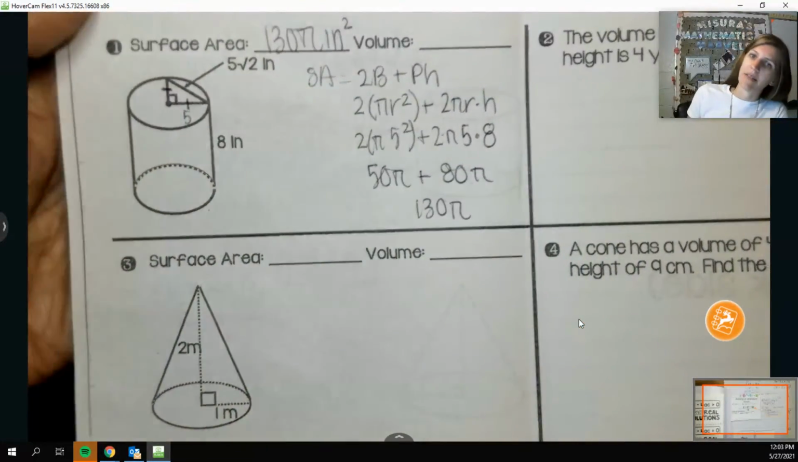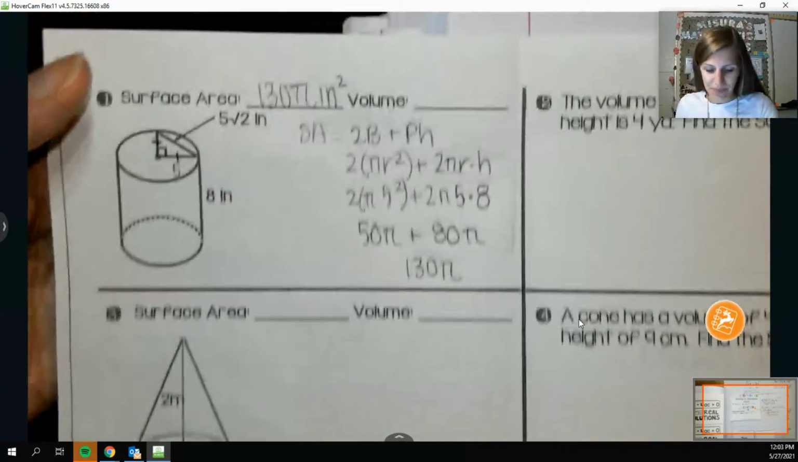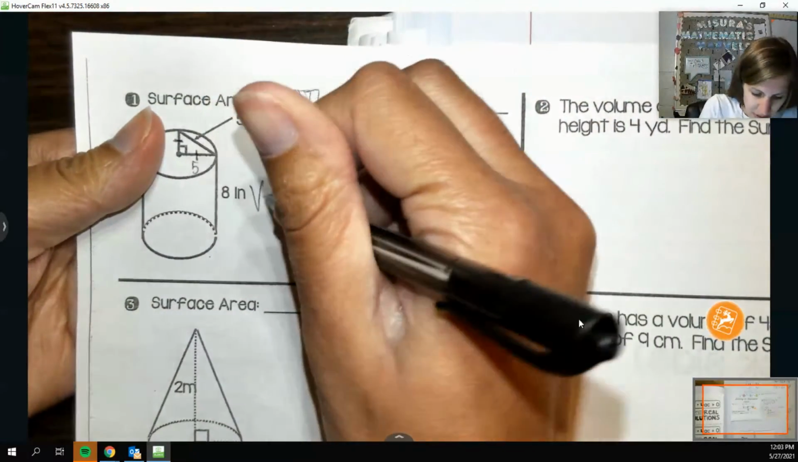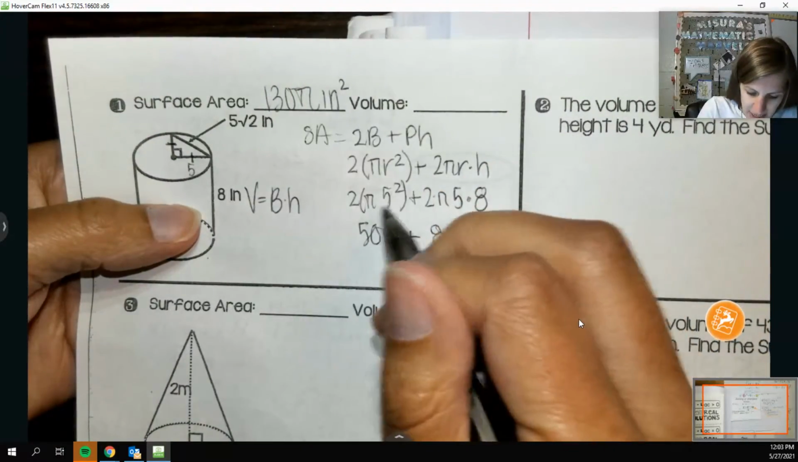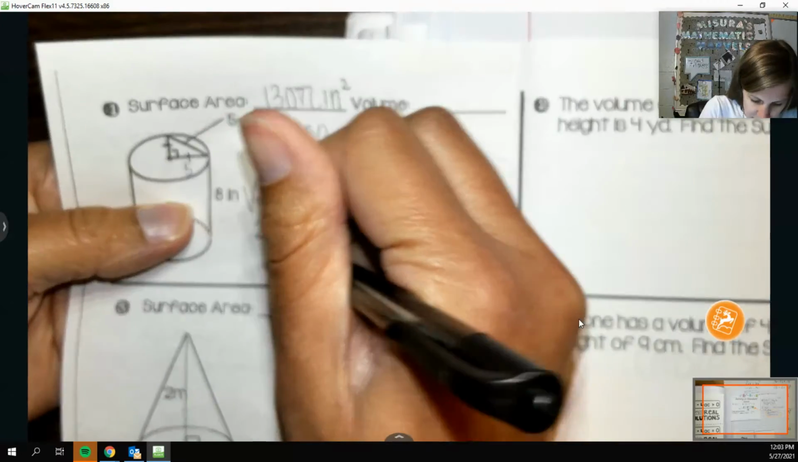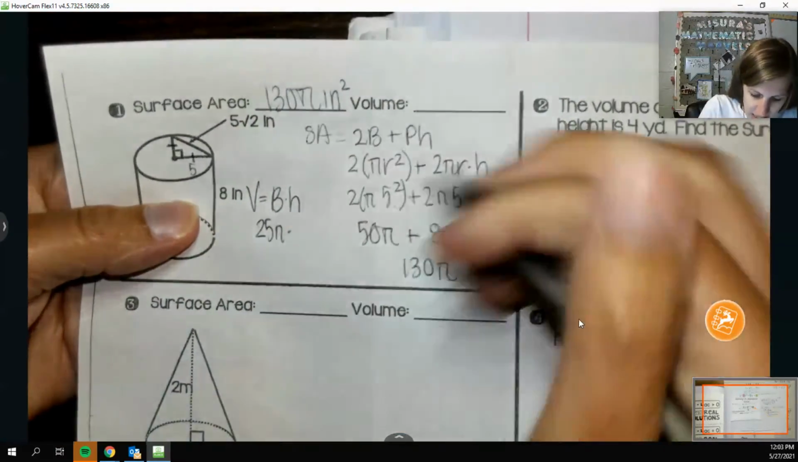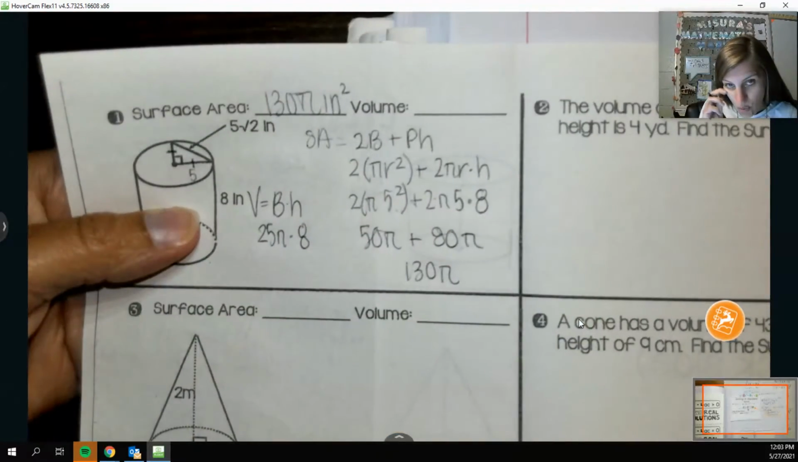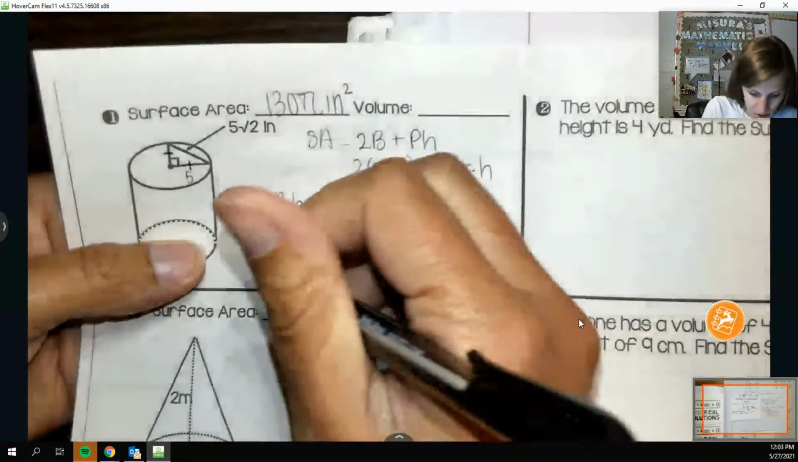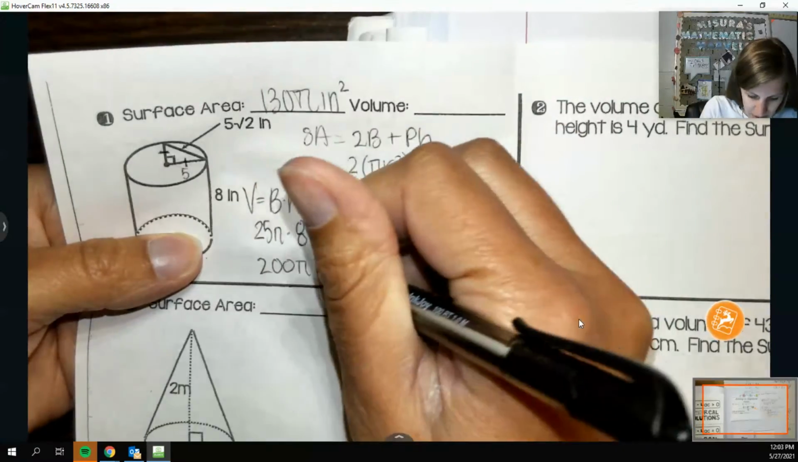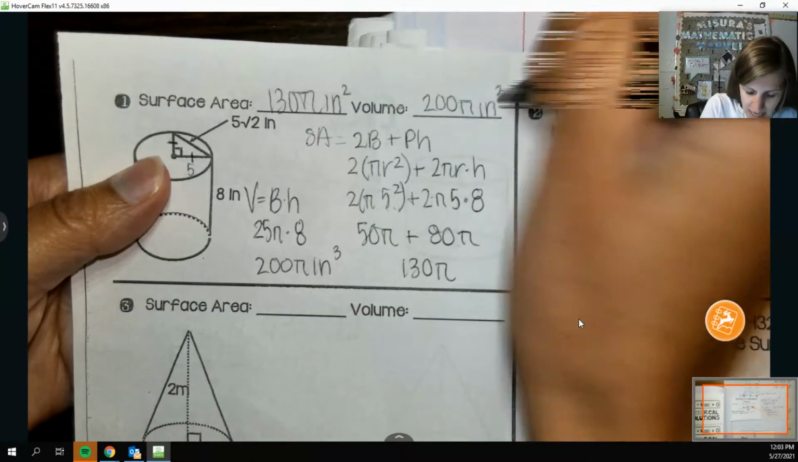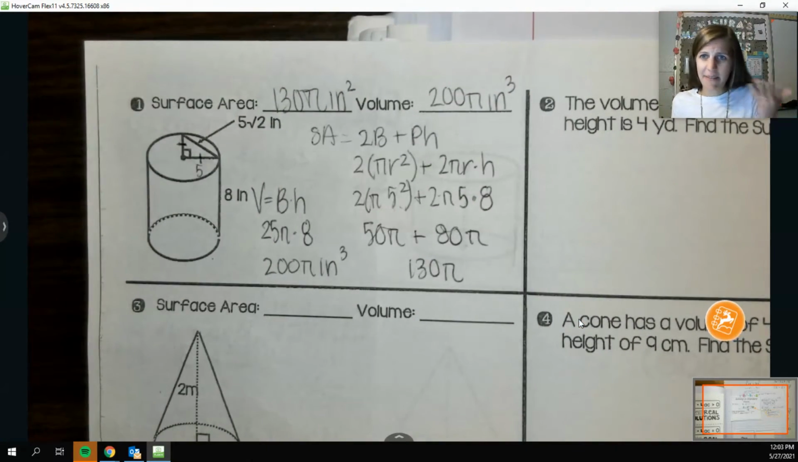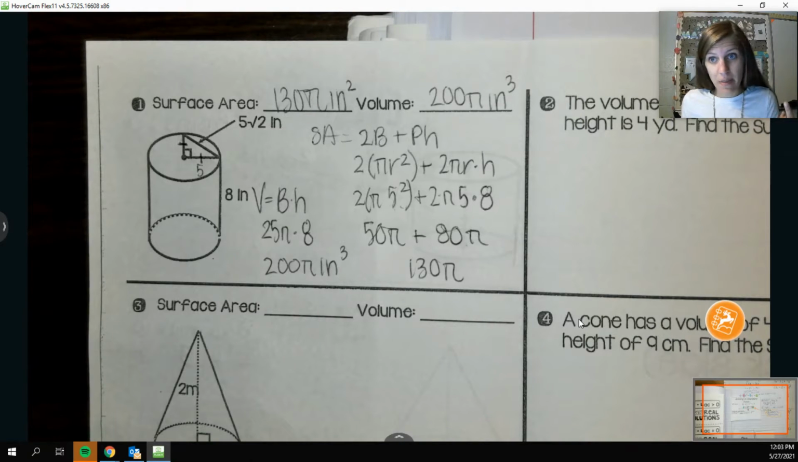I'm writing on air right now because my notebook is so thick. Now for volume, we want to do area of the base times the height, and the area of the base I already know is 25 pi. So that made it a little easier. And then the height of the cylinder was 8 again. So if I have 8 quarters, I have $2, so 200 pi inches cubed is my volume. It's nice when you have to find both surface area and volume, because if you do surface area, then you already have part of volume.